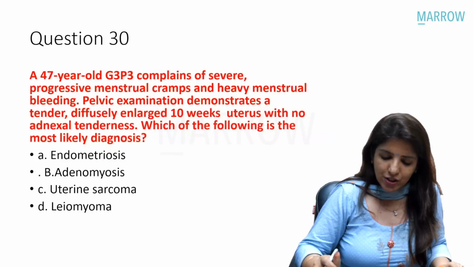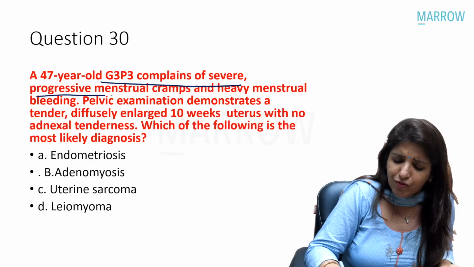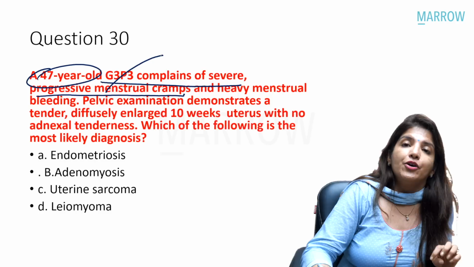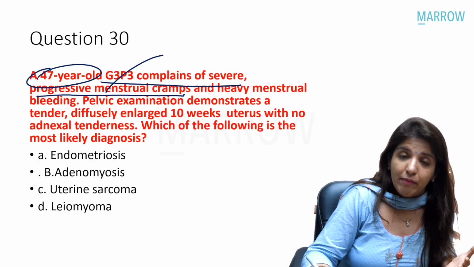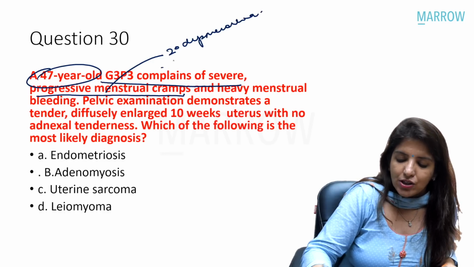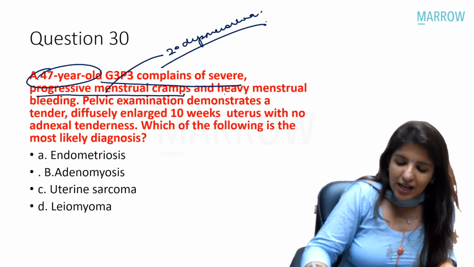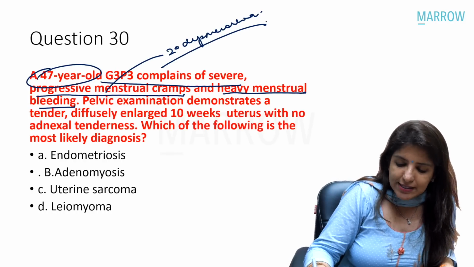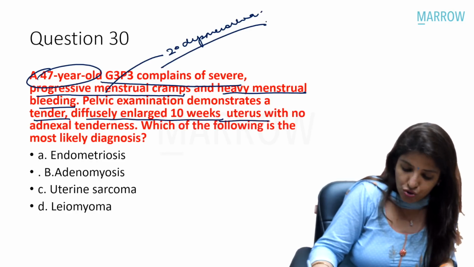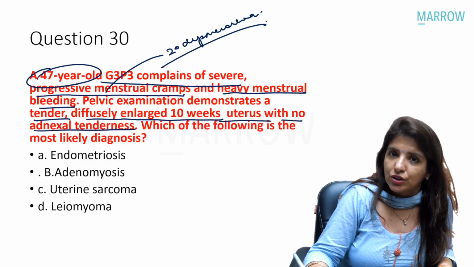Right? Next question. A 47-year-old female, G3 P3, complains of severe progressive menstrual cramps. So 47, and she's having pain in menstruation. So that is what is called secondary dysmenorrhea. Right? Secondary dysmenorrhea is generally seen in females more than 30 years of age. She has heavy menstrual bleeding. Pelvic examination demonstrates a tender, diffusely enlarged 10 weeks uterus with no adnexal tenderness. Which of the following is the most likely diagnosis?